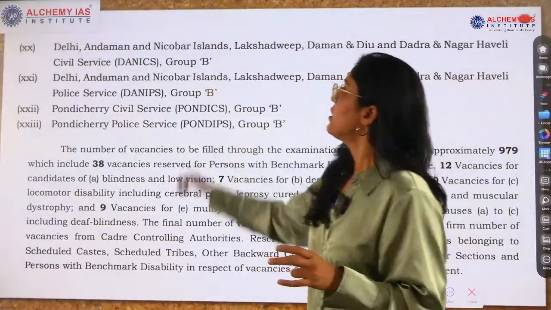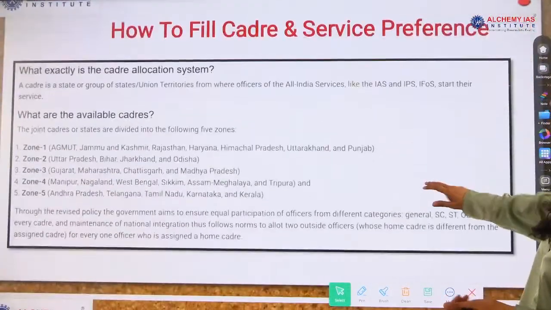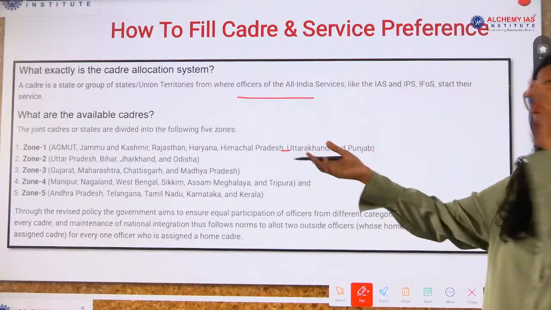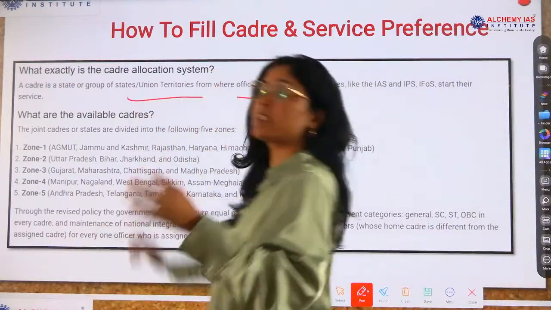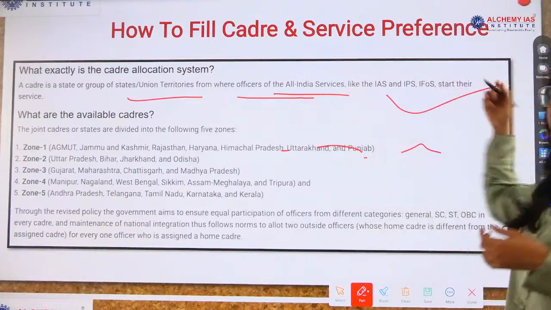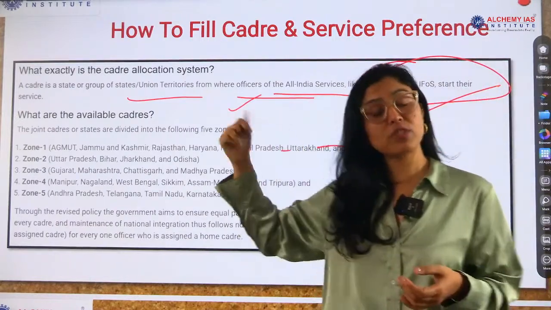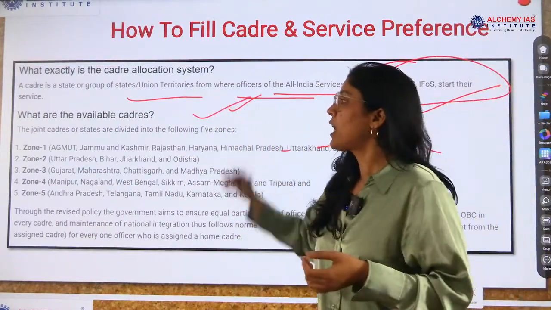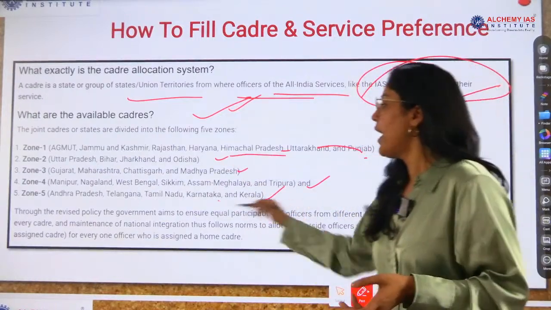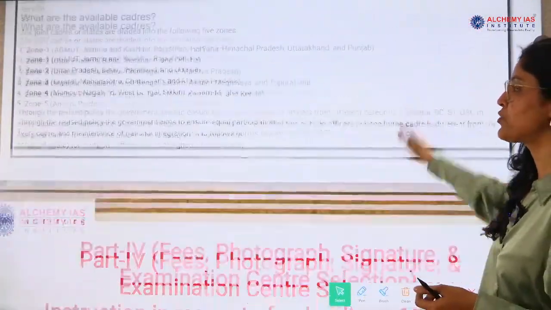Next is, okay, these are the services. How to fill cadre and service preference, which is very, very important. Cadre allocation system. So what is the cadre allocation system? It is a group of states, UTs, from where officers of the All India Services, IAS, IPS, IFS, start their service. So this is called cadre. And what are the available cadres? These are the cadres available, and you have to choose among them, okay? So be very careful while choosing this also.